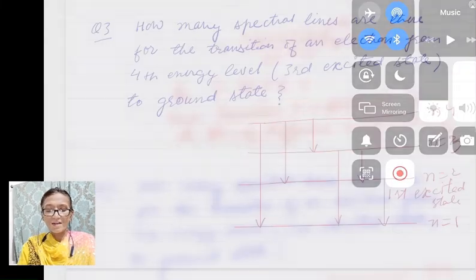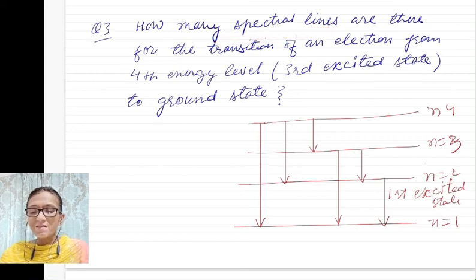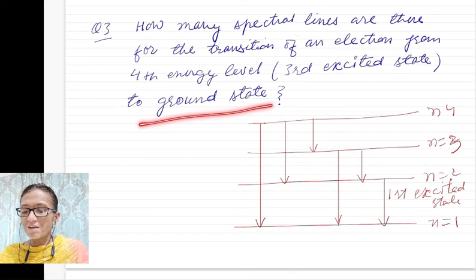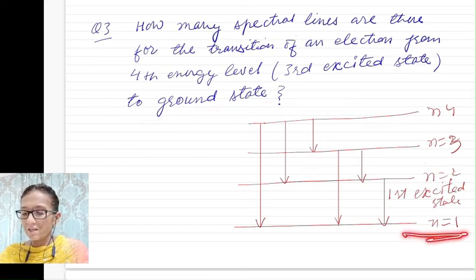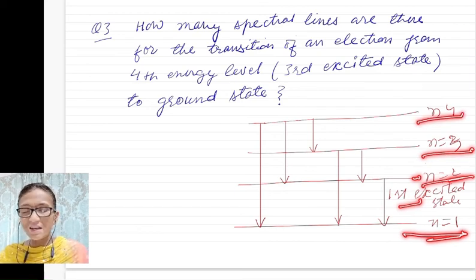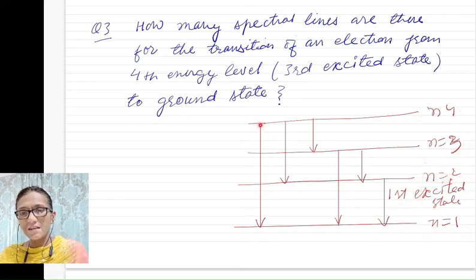Now let us do the next question. How many spectral lines are there for the transition of an element from fourth energy level, that is also called third excited state, to ground state? So this is your ground state, n is equal to 1, n is equal to 2, this is your first excited state. Shell is 2, excited state is 1. This is shell 3, excited state is 2. And this is your shell 4, excited state 3rd.